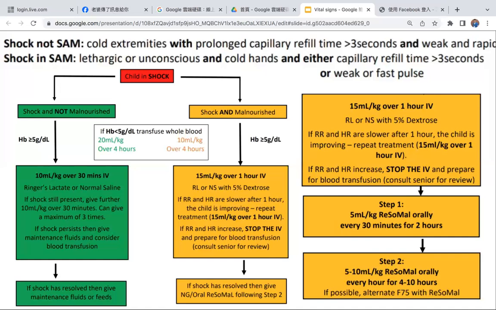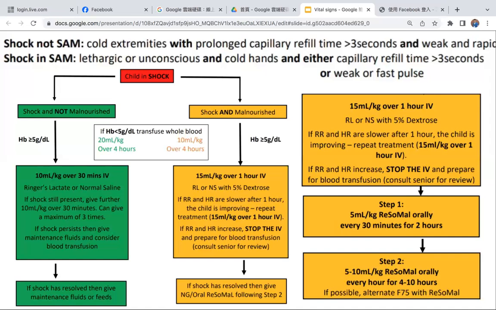However, if the patient has malnutrition and shock at the same time, we can only transfuse whole blood at 10 ml per kilogram over 4 hours, because when the patient is malnourished, the heart function is poor, and if you transfuse too much blood, it will cause pulmonary edema, and the patient will experience shortness of breath.